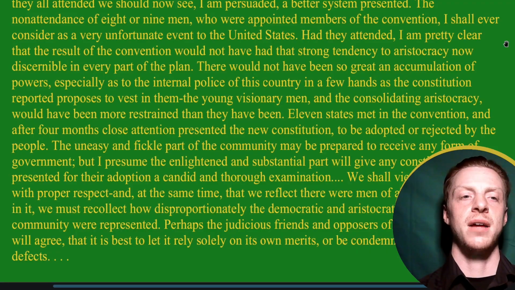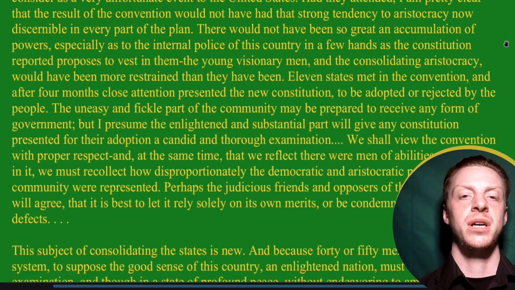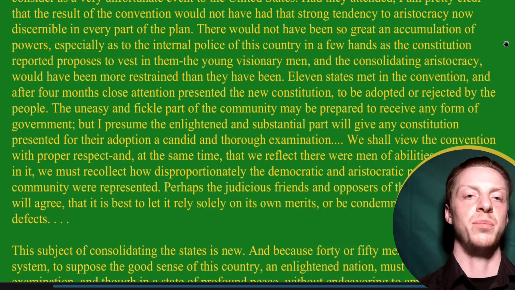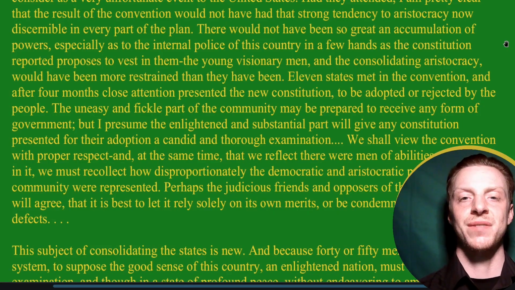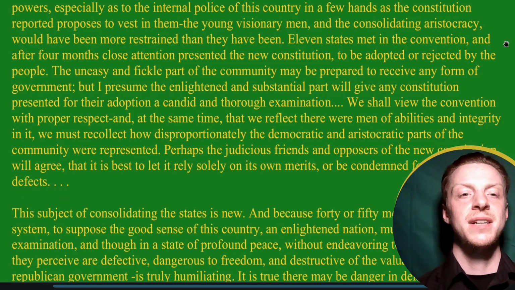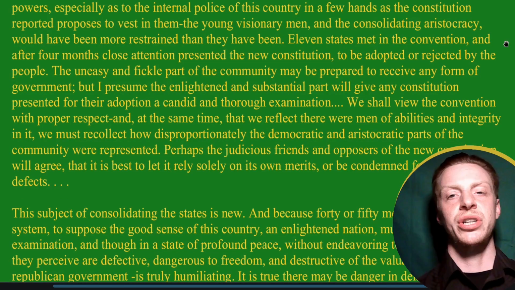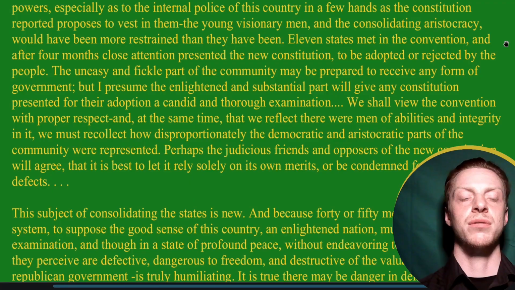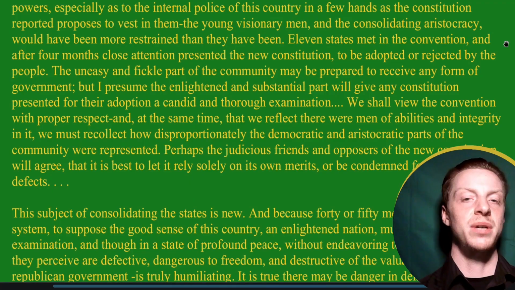Had they attended, I am pretty clear that the result of the convention would not have had that strong tendency to aristocracy now discernible in every part of the plan. There would not have been so great an accumulation of powers, especially as to the internal police of this country, in a few hands as the Constitution proposes to vest in them. The young visionary men and the consolidating aristocracy would have been more restrained than they had been.